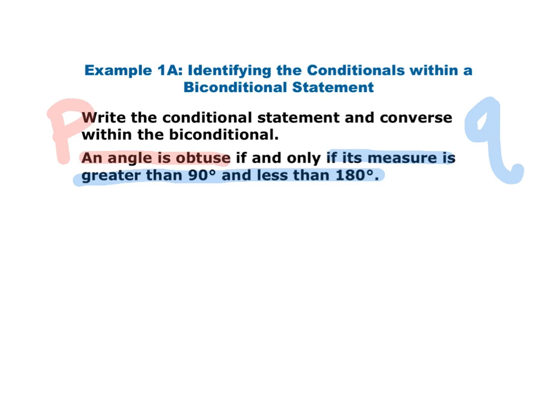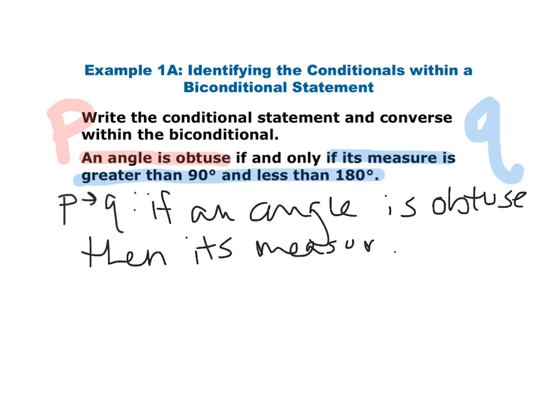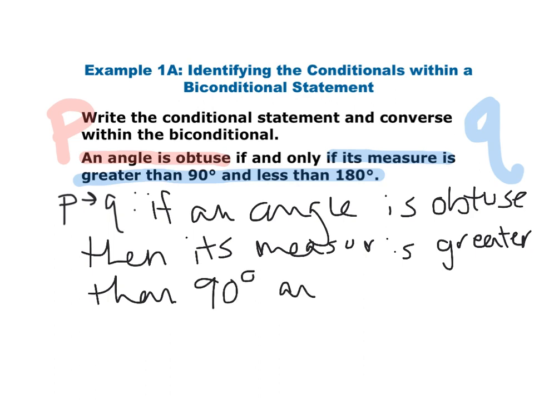So this is asking us to write the conditional statement. So if we wrote P then Q, we would write this as if an angle is obtuse, then its measure is greater than 90 and less than 180. So that is our conditional statement, if P then Q.